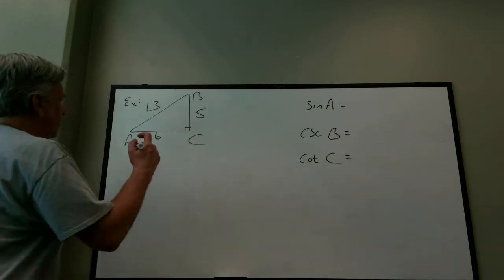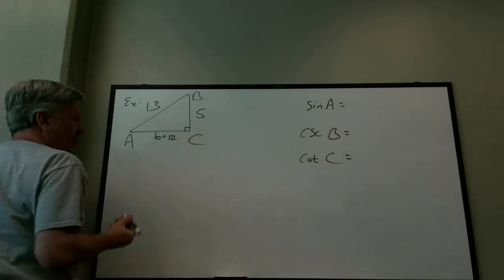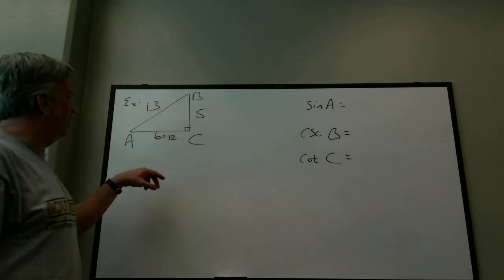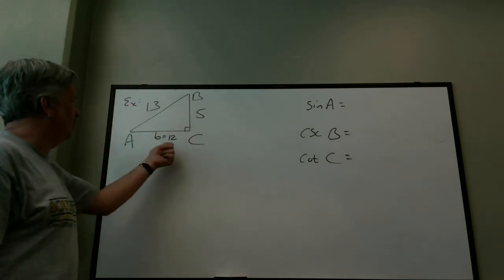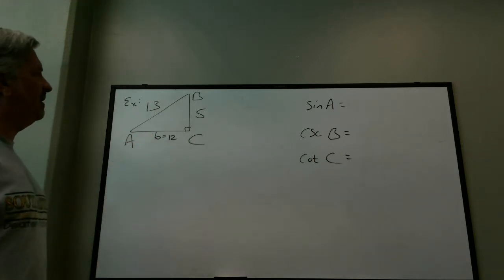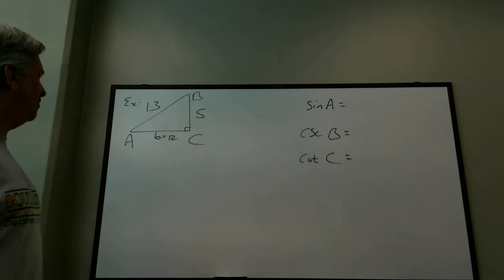and one side was 5, the other side was 12. Do you remember that one? 5, 12, 13. Again, if you don't have that memorized, you could use the Pythagorean theorem. B squared plus 5 squared is 13 squared, and solve for B, you'll get 12. Okay, so that's done. Now let's do the sine of A, cosecant of B, and cotangent of C.